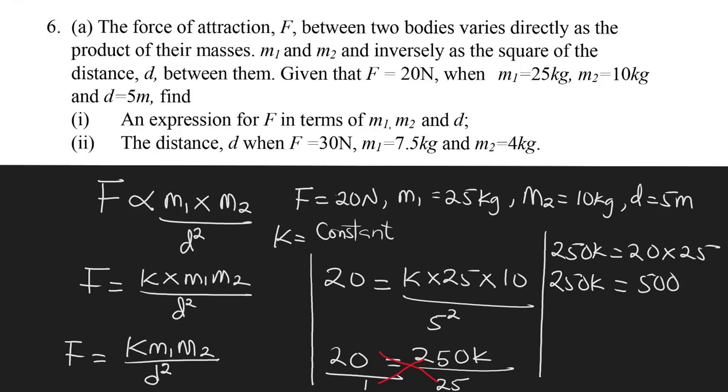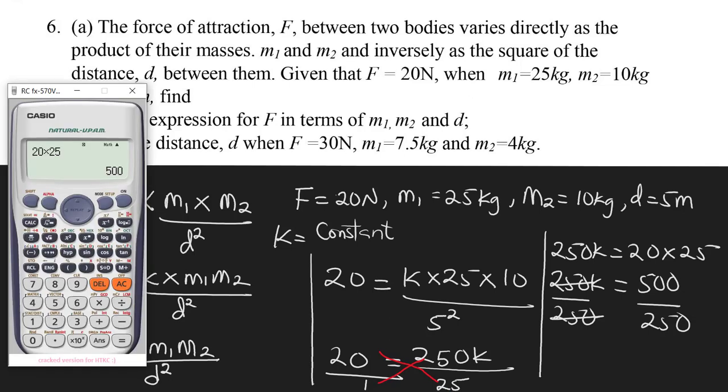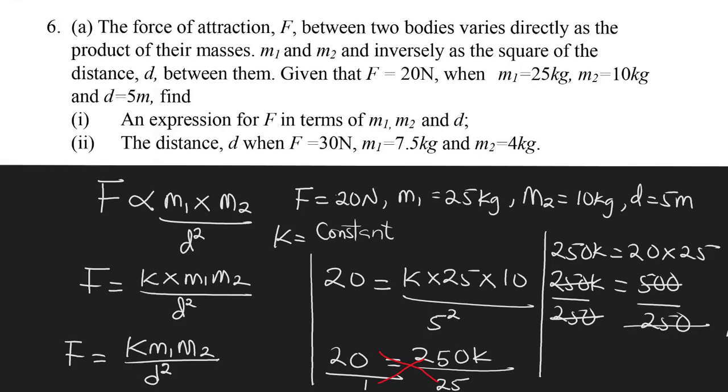So divide both sides by 250. So this 250 will cancel. Then 500 divided by 250, of course, is 2. So this one here is 1. This one here is 2. So we're going to say our k equals 2. So we've gotten k. But that is not the end.